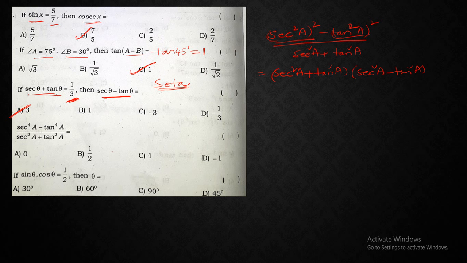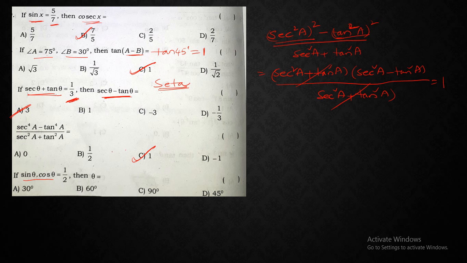So (sec²A + tan²A) into (sec²A − tan²A) divided by (sec²A + tan²A). Now from this, sec²A + tan²A gets cancelled. Sec²A − tan²A is nothing but 1. So clearly the answer is 1.